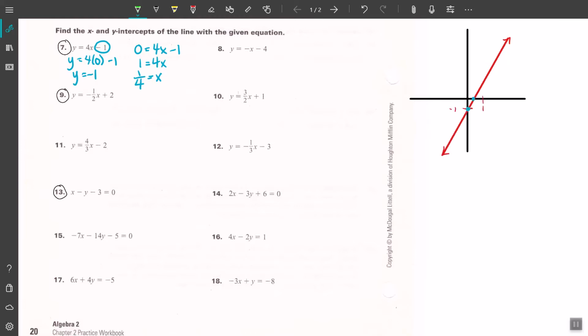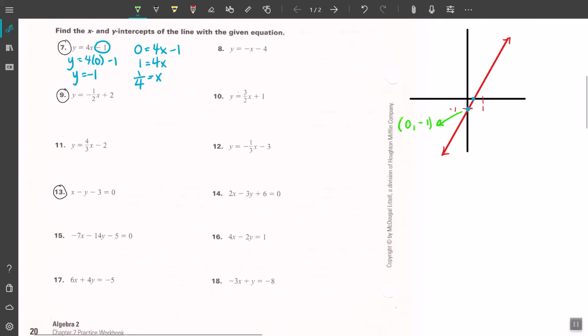So I went ahead and drew in a representation of number 7 just to make sure that you see the correlation. So number 7, we found out the y-intercept was -1 and the x-intercept was 1/4. So right here, this is the y-intercept. The y-coordinate is -1, and when the y-coordinate is -1, the x is 0.